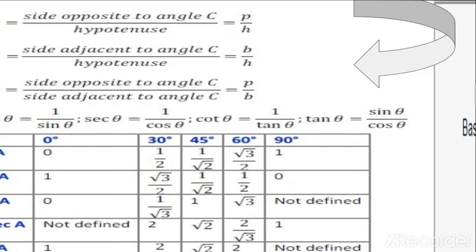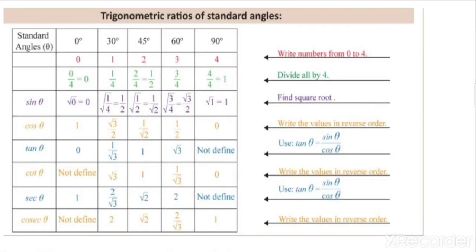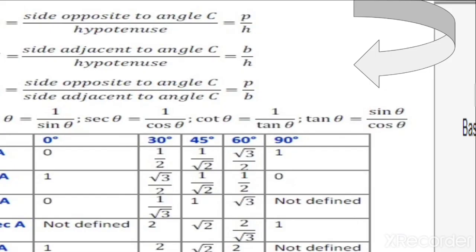So let's have a quick recap of what we did till now. Sine is P by H, cos is B by H, tan is P by B. This is all what we know. And the reverse values: cosec is the reverse of sine, sec of cos, cot of tan. Tan is equals to sine by cos. These are the formulas which we have derived. And the table, we just now discussed how to do. Okay.